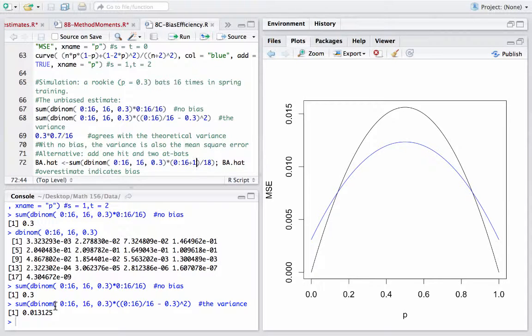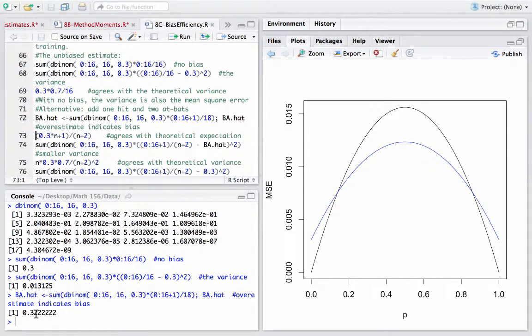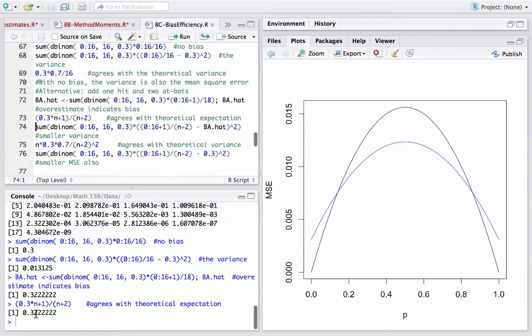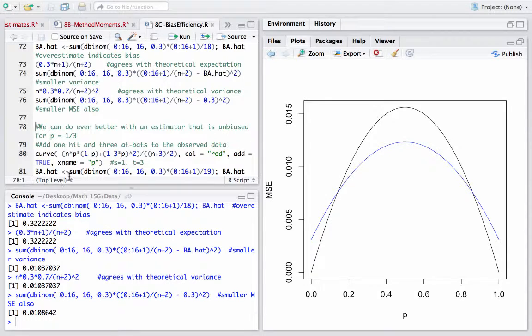But what if we basically apply this correction from the previous example, and we'll always add 1 success and 18 at-bats? In that case, the expected value of our estimate is 0.32. So this overestimate is due to biasing it in favor of being closer to 1/2. And the theoretical expectation works out the same. But the variance is reduced, and it's reduced by a value which is greater than the bias we've introduced to the estimator. And that means that it's going to have a smaller mean squared error.